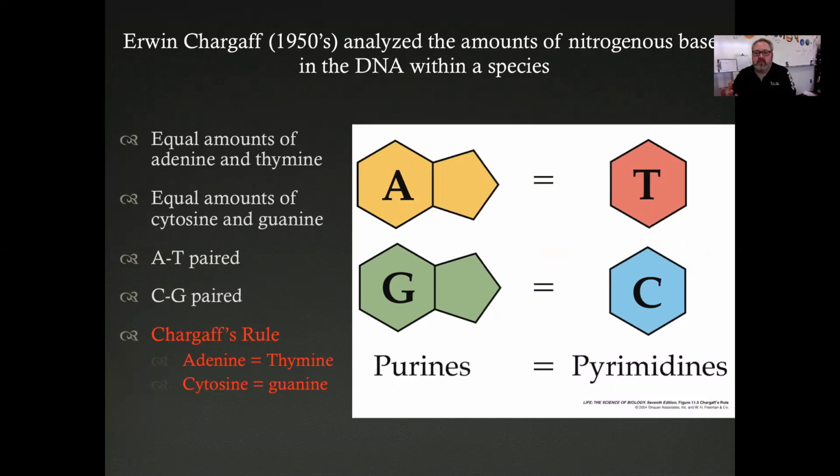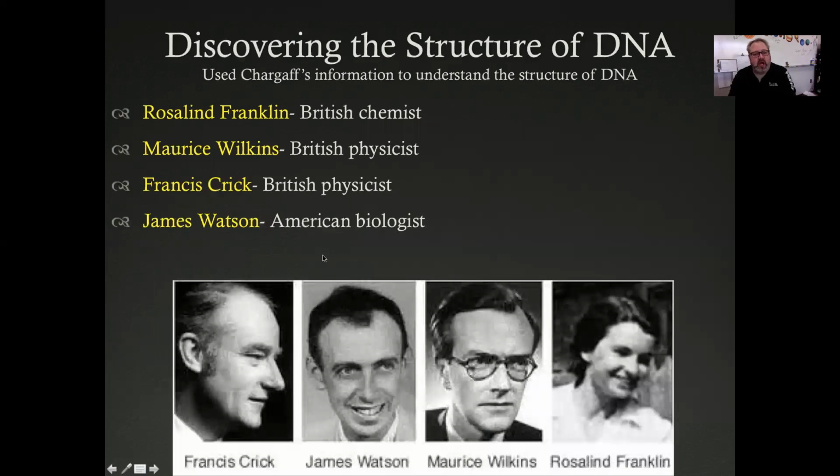Well, this helped them to come to the conclusion that these things must be paired up. Because if we have exactly one of each, A's pairing with T's, then we would have just as much thymine as we do adenine, and that's the way it works out. Guanine and cytosine, the same thing, exact amounts. So with Chargaff's rule, and knowing now that these nitrogen bases are pairing up, it's helping other scientists figure out the actual physical structure of the DNA molecule.